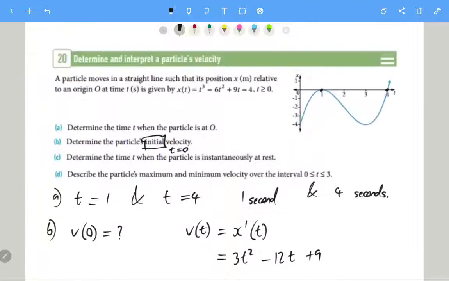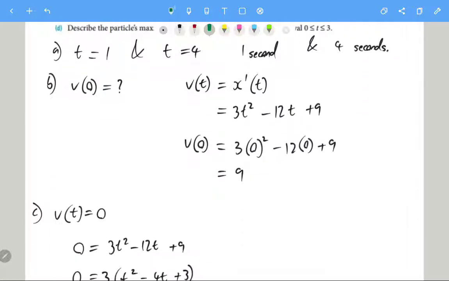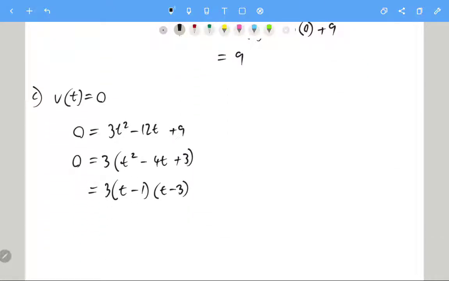These actually match up with our graph at the 2 points where we've got rest, once here and once here, at time equals 1 and time equals 3. So t equals 1 and t equals 3. Those are our 2 points where the particle is at rest.